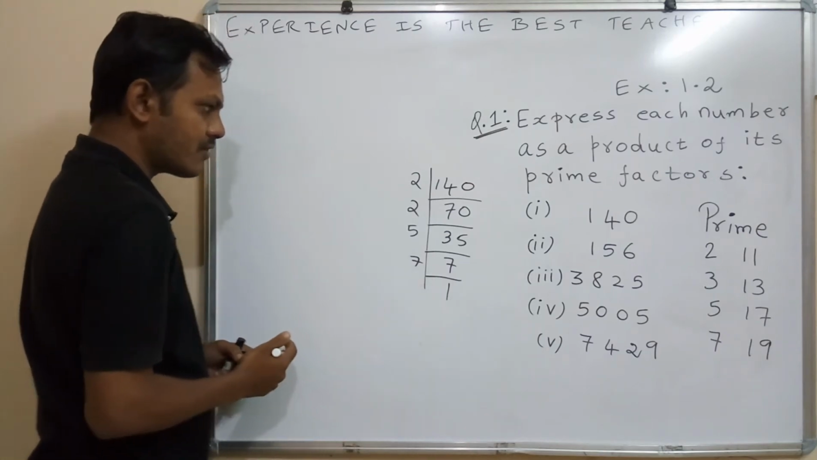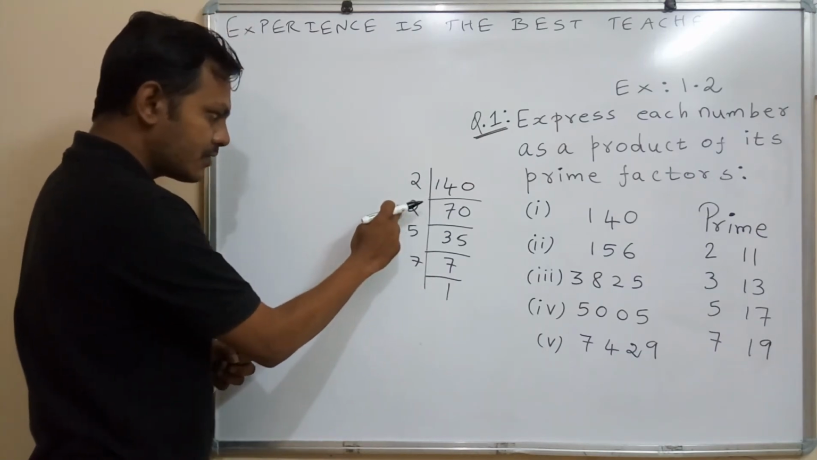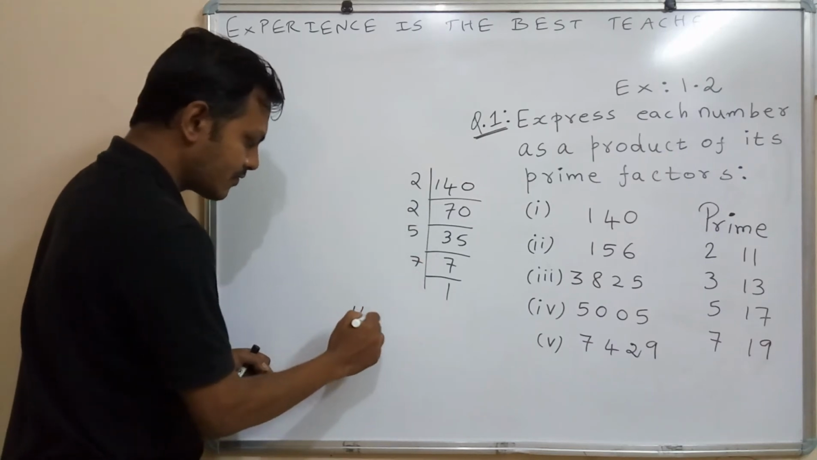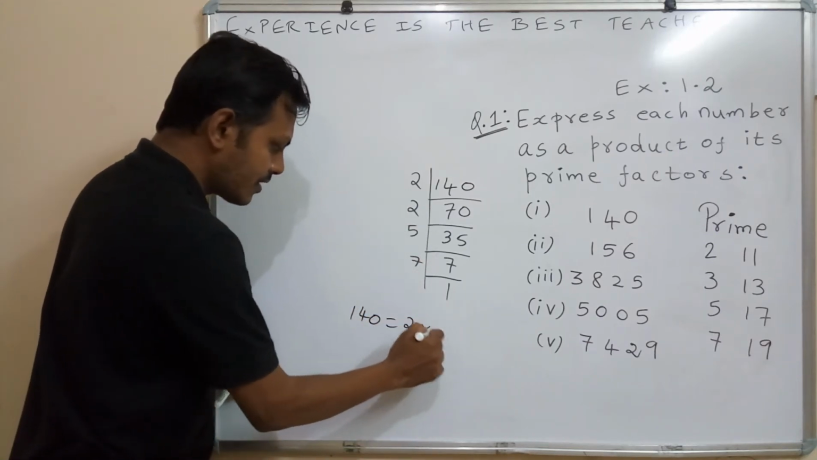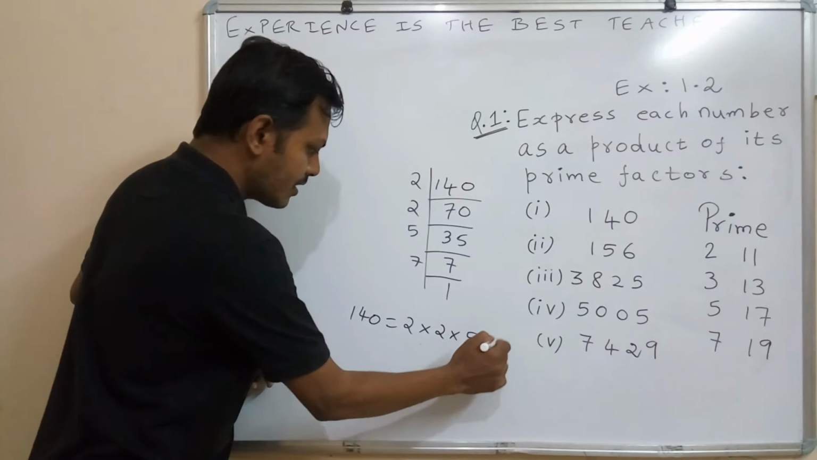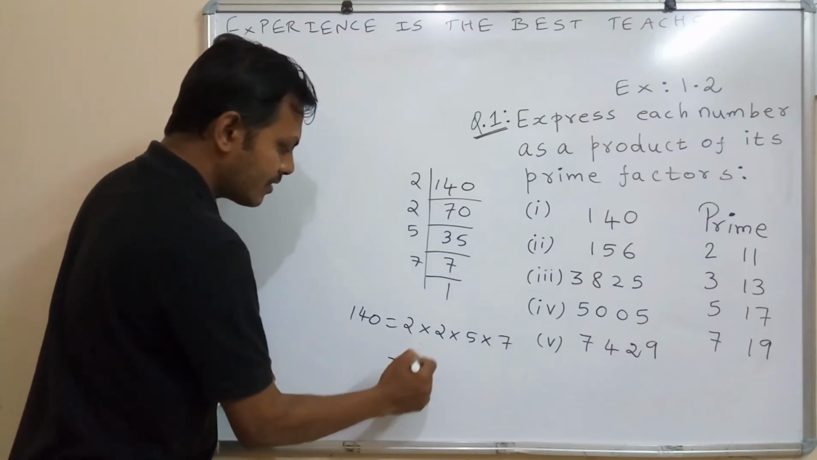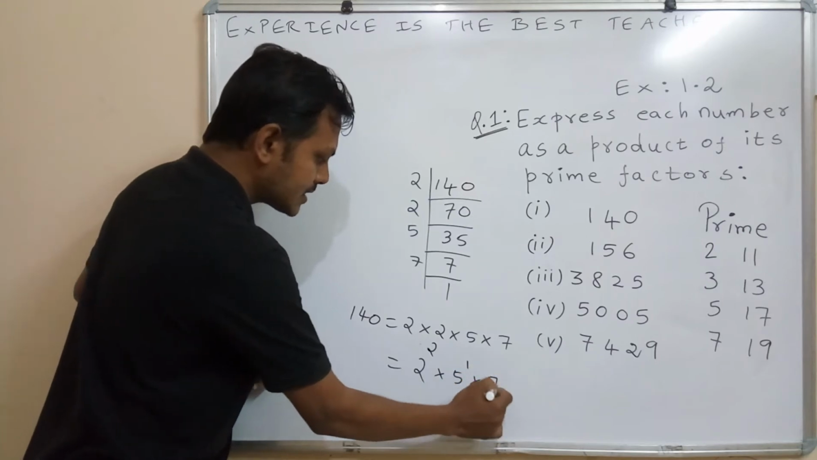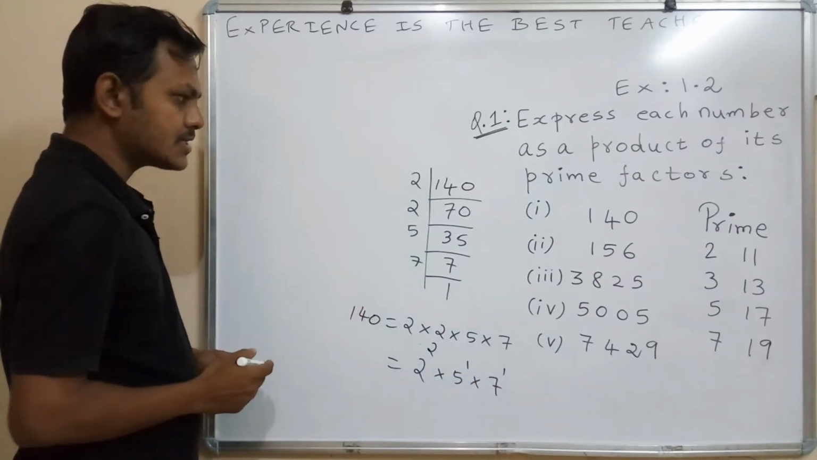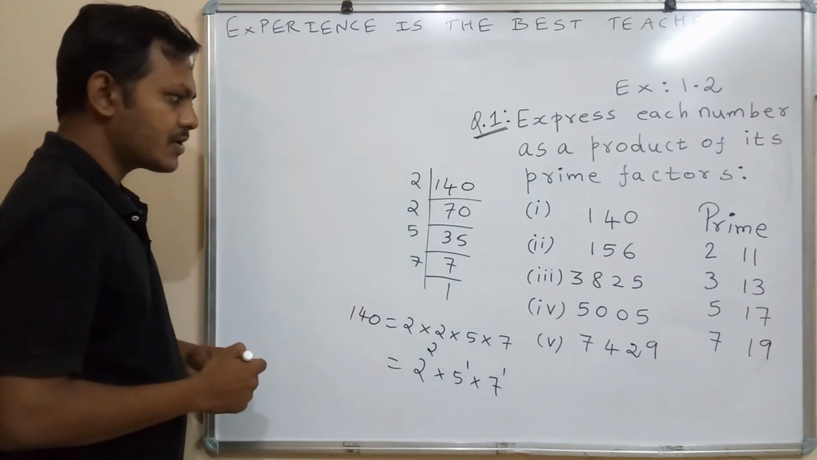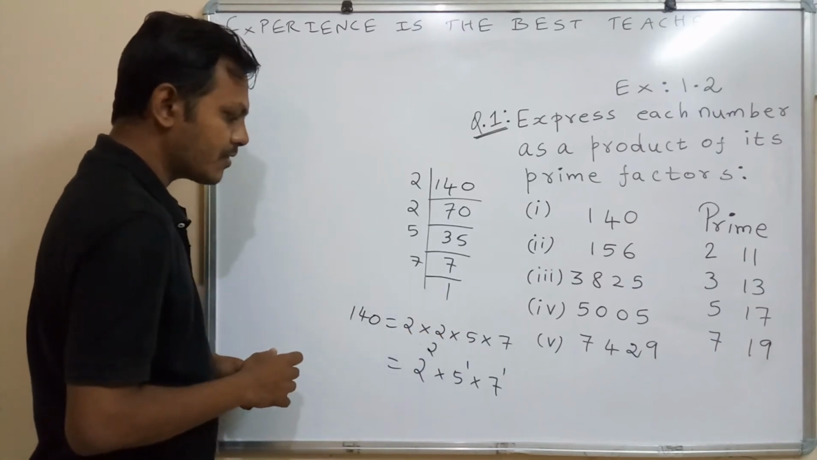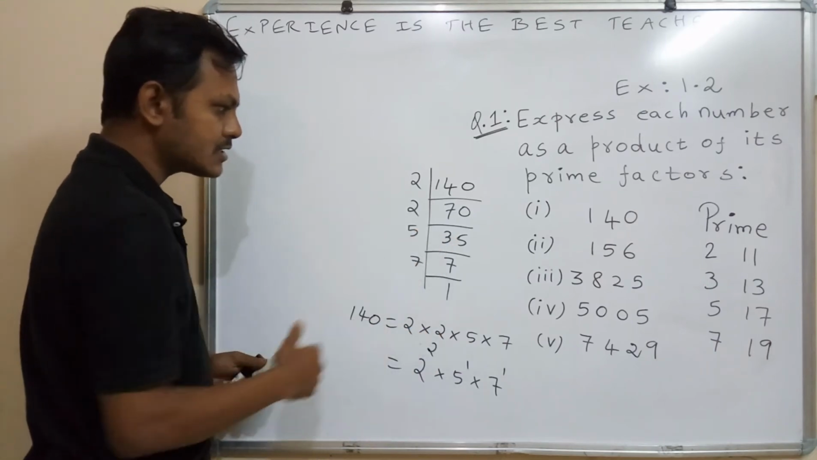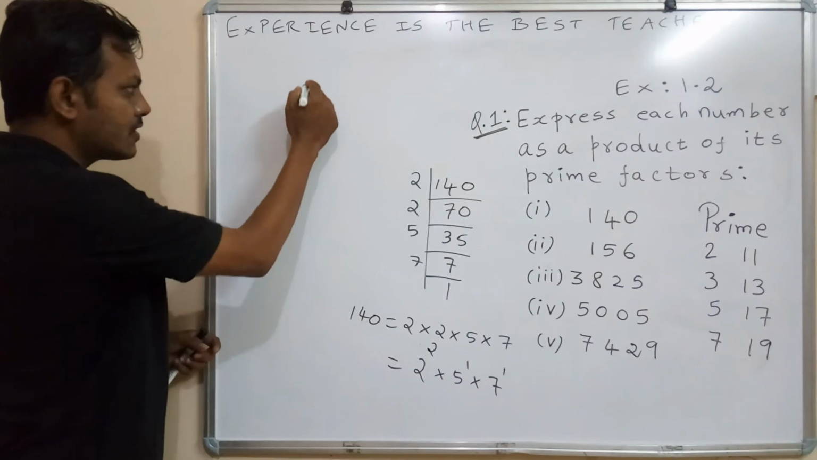So we can write 140 as 2 into 2 into 5 into 7. So 140 equal to 2 into 2 into 5 into 7. Or we can write 2 power 2 into 5 power 1 into 7 power 1. So the answer for the first question is 140 equal to 2 power 2 into 5 power 1 into 7 power 1. The next number is 156.